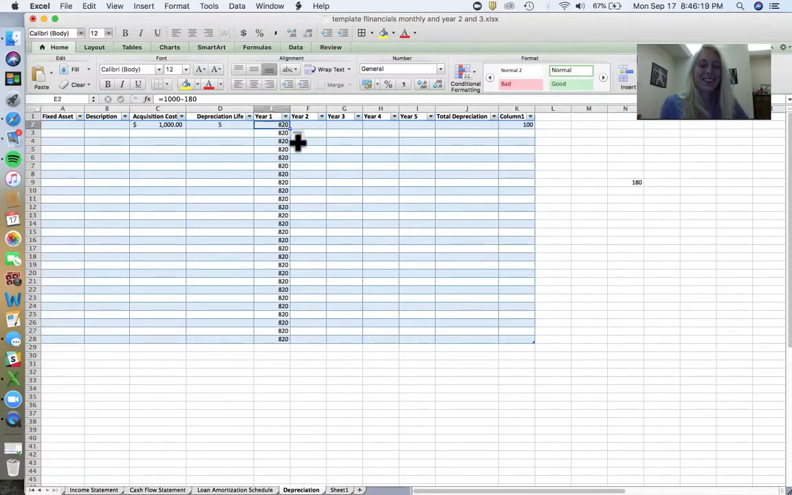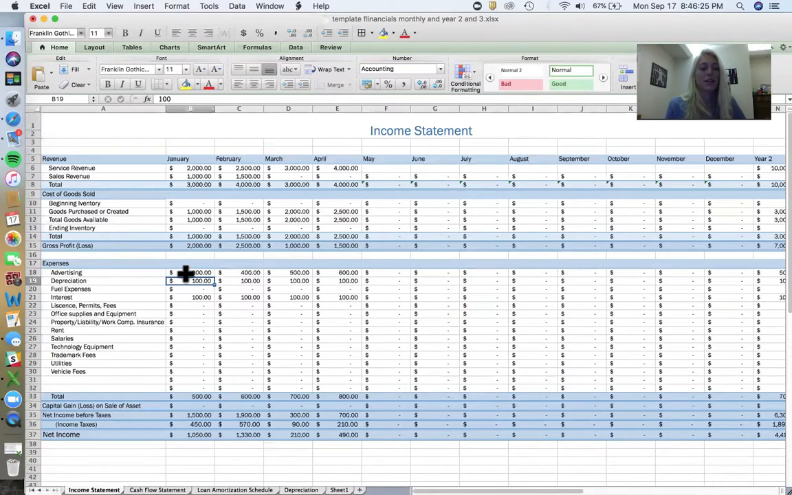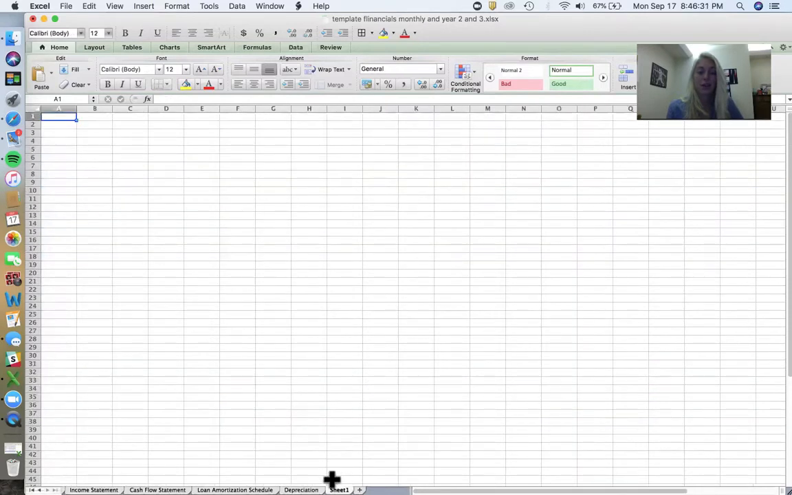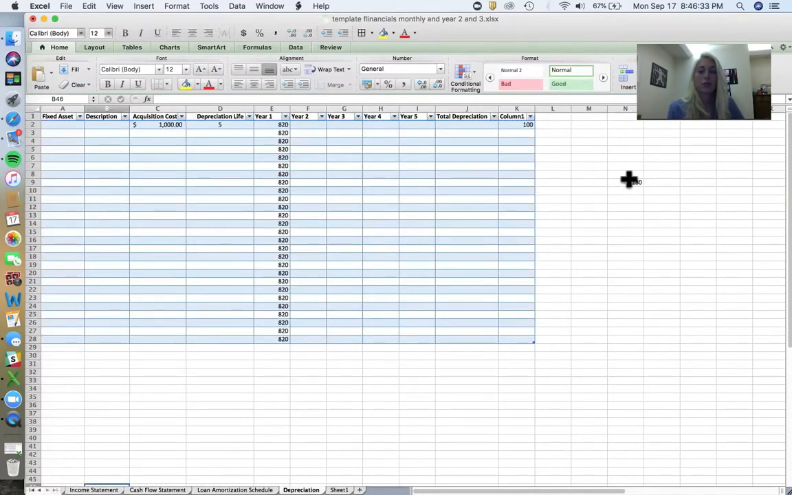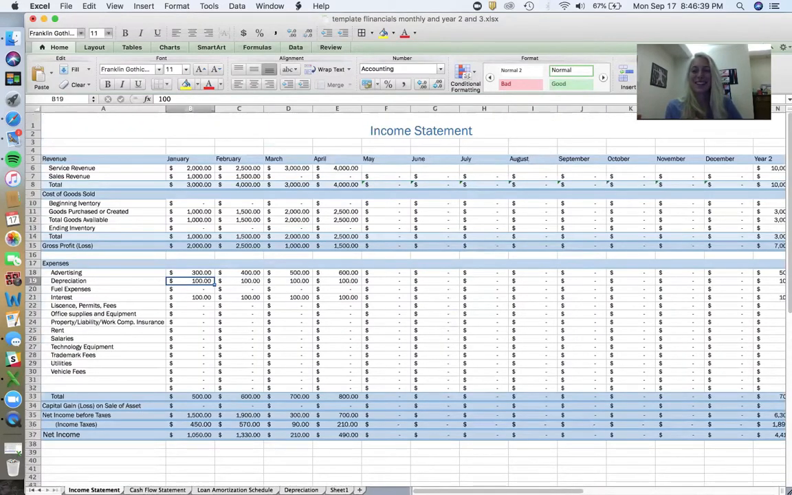So that's what it's worth in year 1. But what you include over here in your income statement is the depreciation expense. So that will be the $180 that we calculated here. Makes sense? If not, go back, watch this again. If it still doesn't make sense, then come to me with questions or look it up on your own. I'm sure there's lots of resources out there that are a lot clearer than I am.